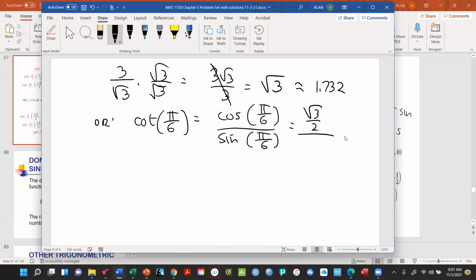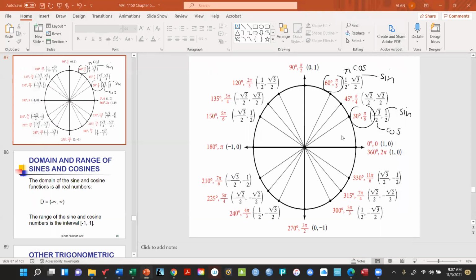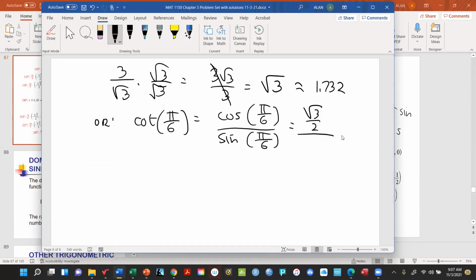And the sine of pi over 6 is a half. All right, so this is the equivalent of times 2 over 1, and the 2's cancel out, and there you go. And that's it. All right.